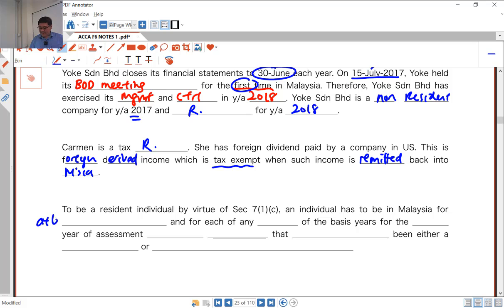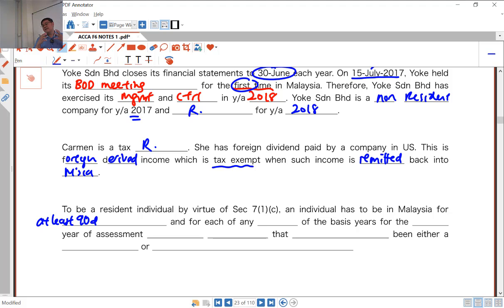Okay, I don't mind at least 90 days. But you still have to be clear. The 90 days is which one? How do you tell me that 90 days is what? That particular year of assessment? Yeah, for the year of assessment.